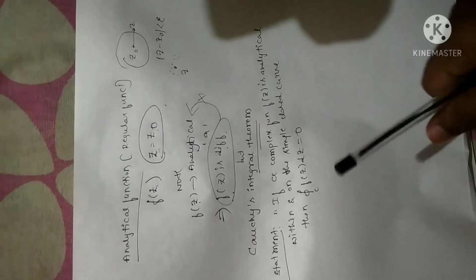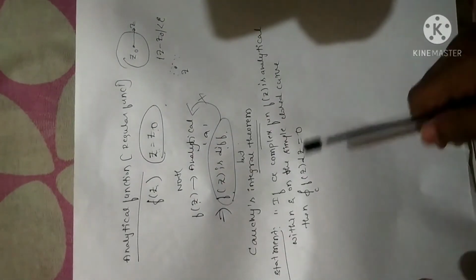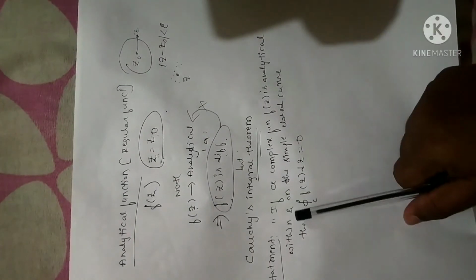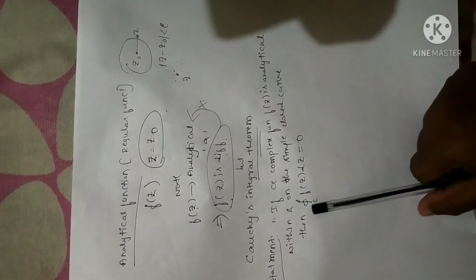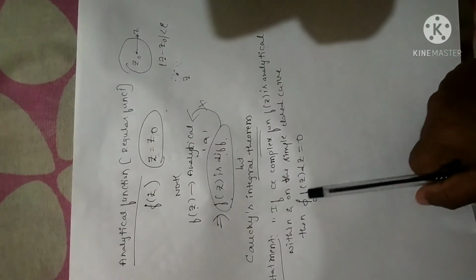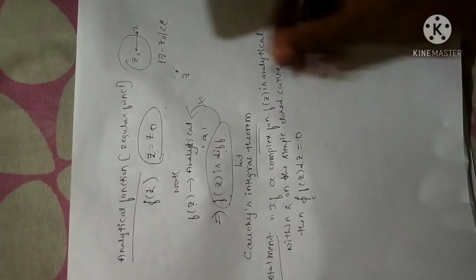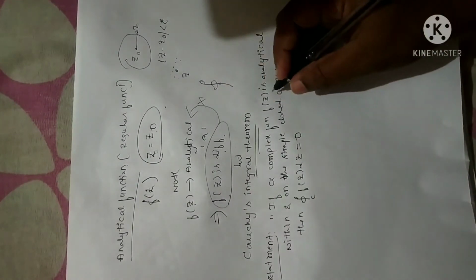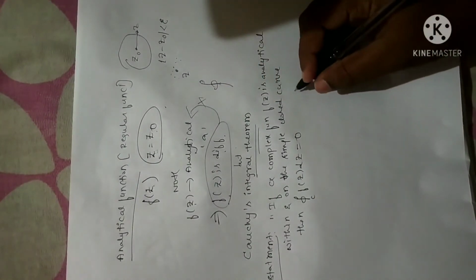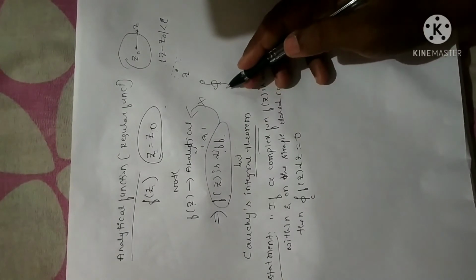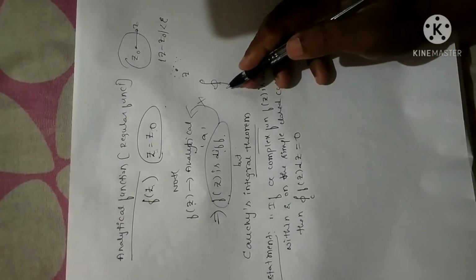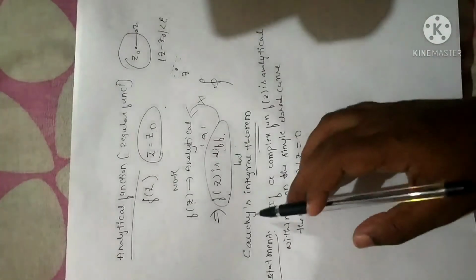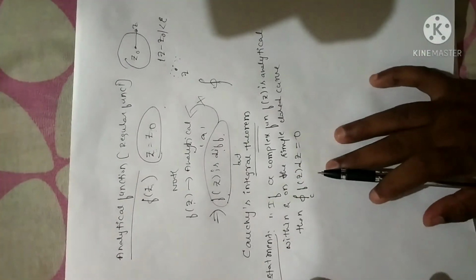This theorem is important. The statement is like this: if a complex function f of z is analytic within and on a simple closed curve, then a closed integral over f of z dz is equal to 0. So it is a closed curve integral, or we can say a line integral also. We have to prove that the line integral of f of z dz is equal to 0. This is the statement of Cauchy's theorem.